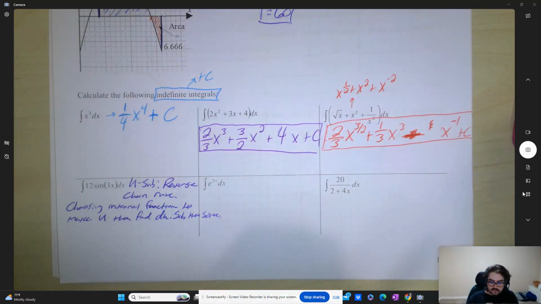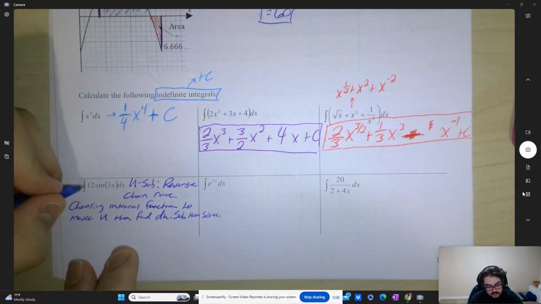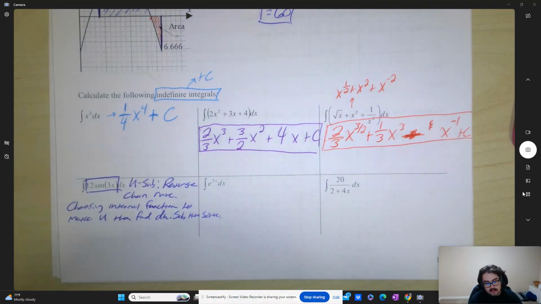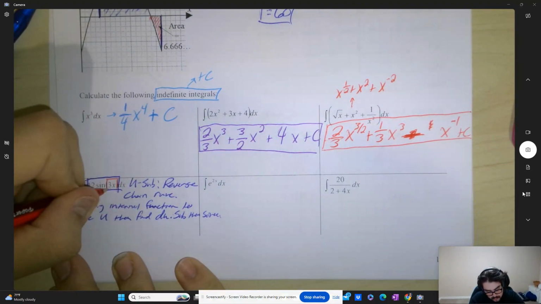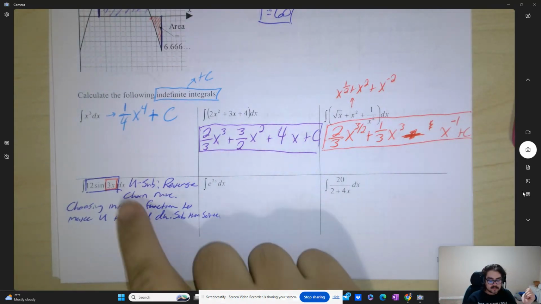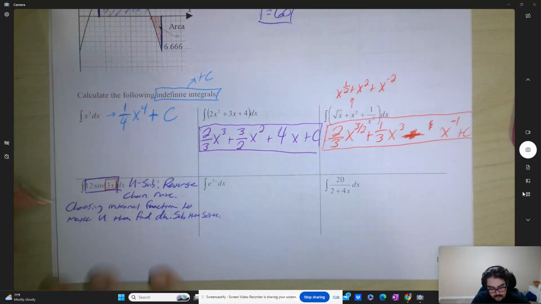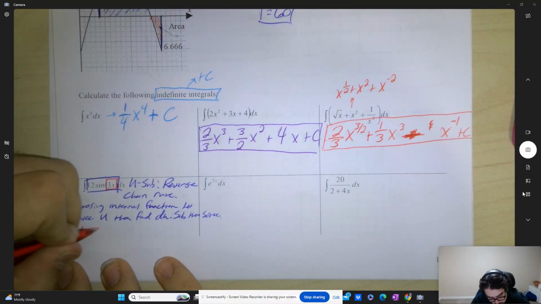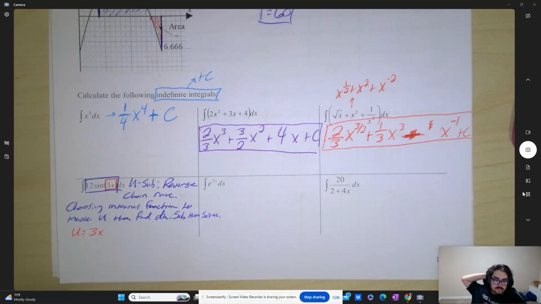So here's what I'm going to do. I'm going to choose my internal function here. Here's my external function, and here's my internal function, the 3x. Since that's my internal function, I'm going to make that u. U will be equal to 3x. So when we do U substitution, we're literally taking our internal function and making it u. We're going to make it easy on ourselves. It could be J substitution, it could be M substitution, it doesn't matter, whatever works for you. But traditionally we use U substitution.